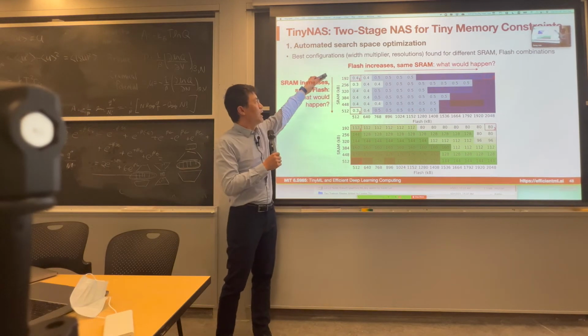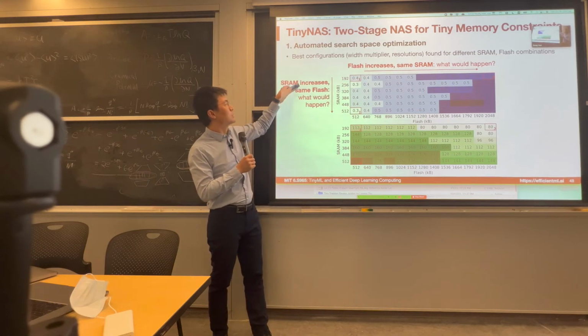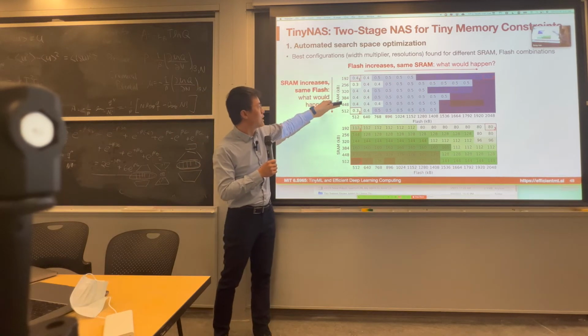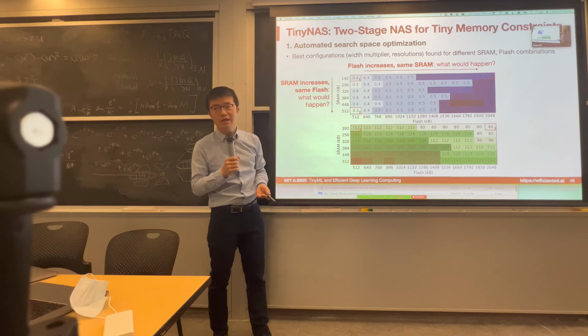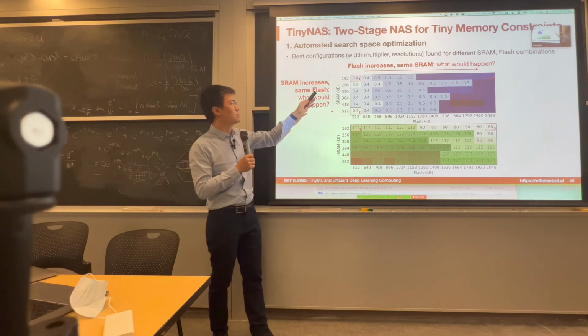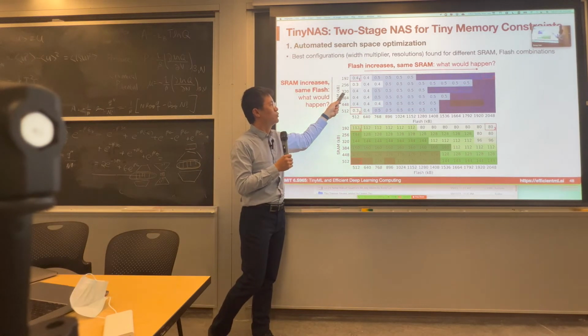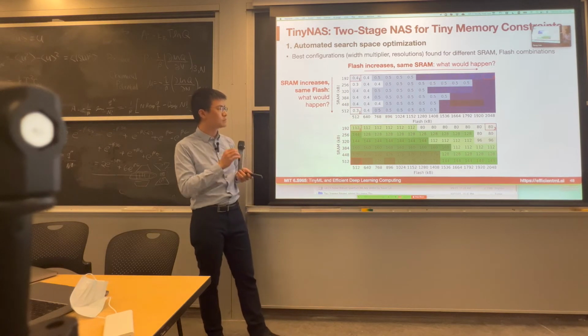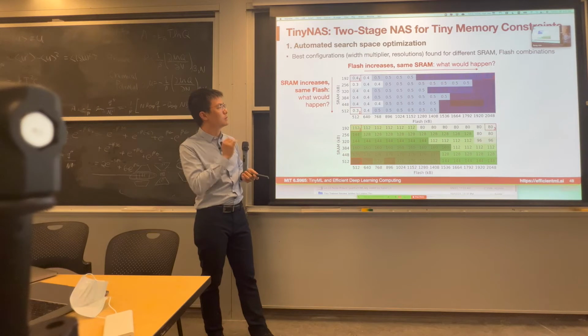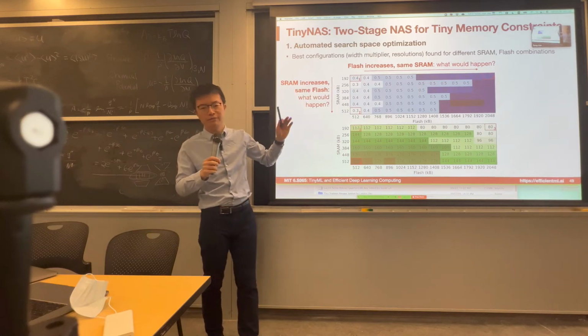Okay, so what about the other direction? We increase the SRAM, but we keep the same amount of flash. What happens to the width multiplier and to the resolution? The answer is there, but I'll give you some time to think about it.